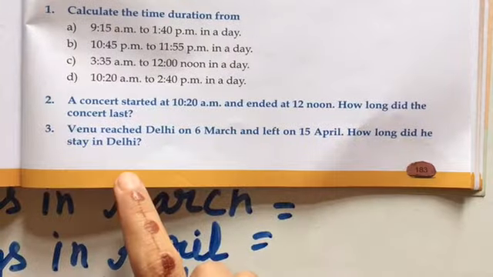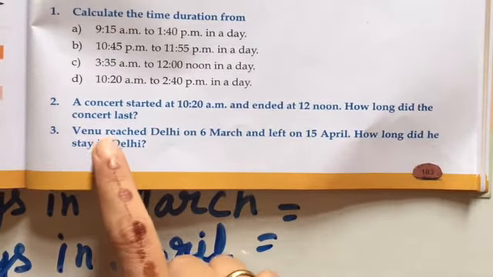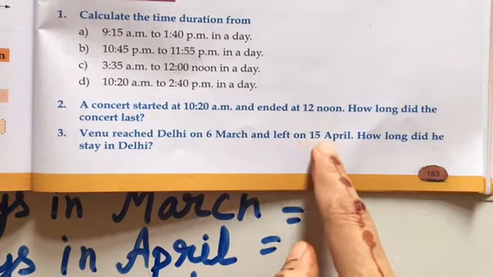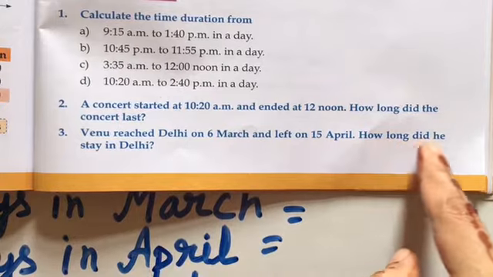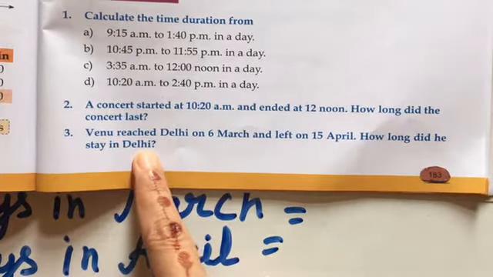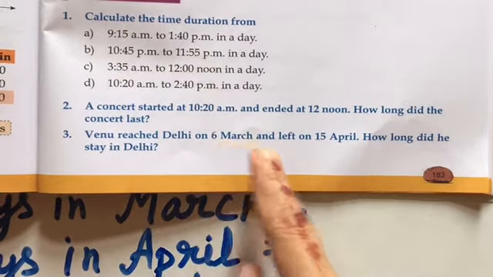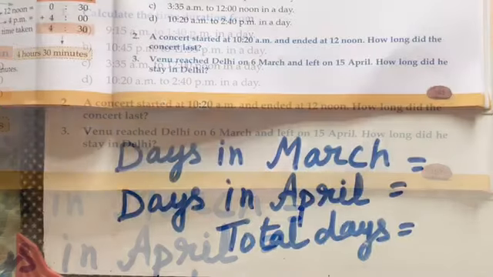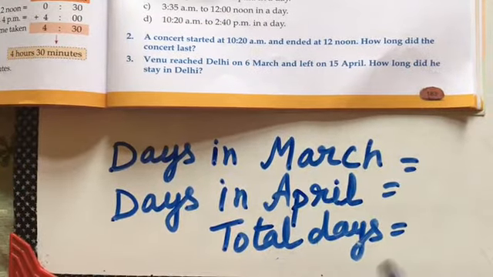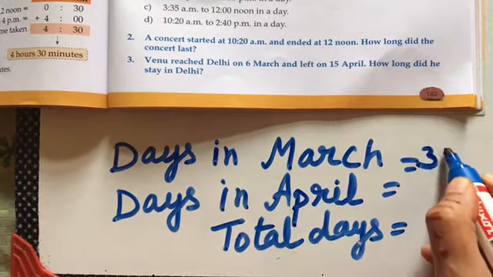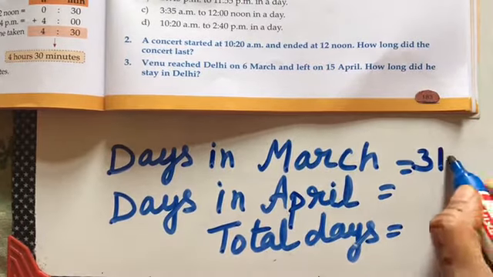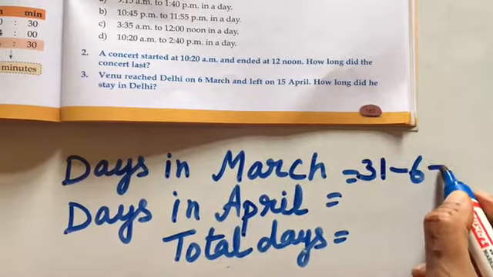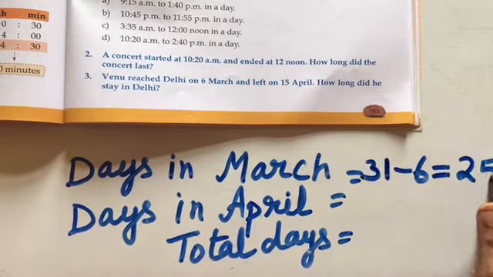Take up a question in which we have to calculate the number of days. He reached Delhi on 6th March and left on 15th April, how long did he stay in Delhi? So he reached on 6th March and left on 15th April. Fine, let's do it. So number of days for March will be, in March you have 31 days and he reached on 6th. Fine. So 31 minus 6 will be 25 days.